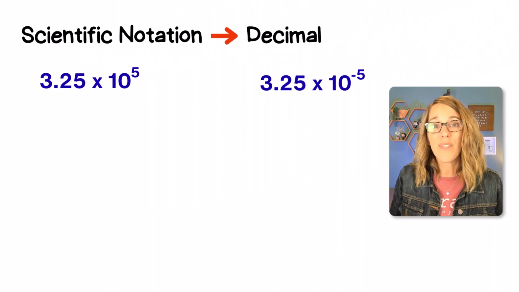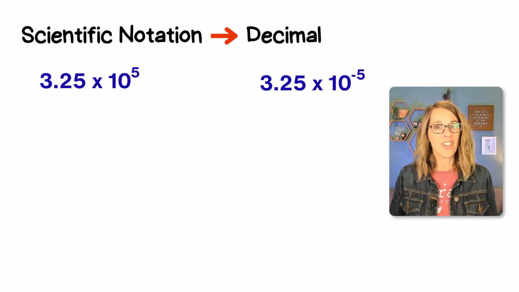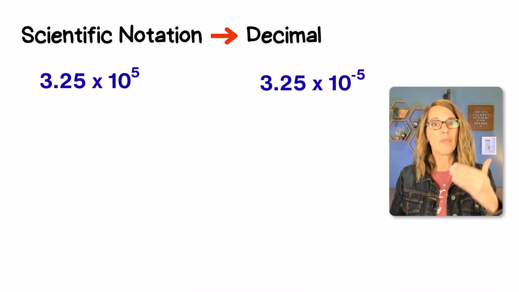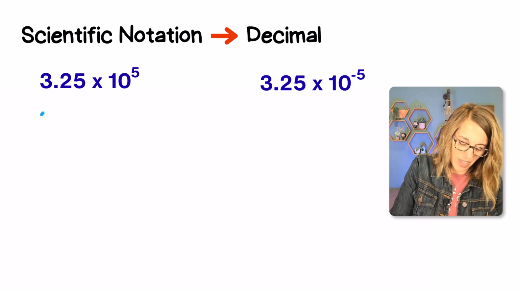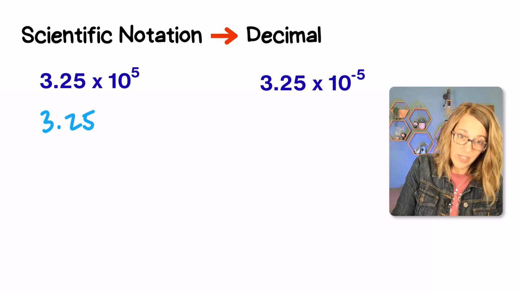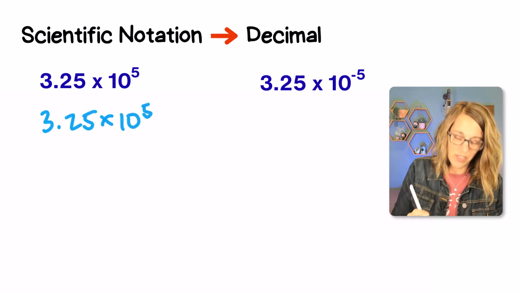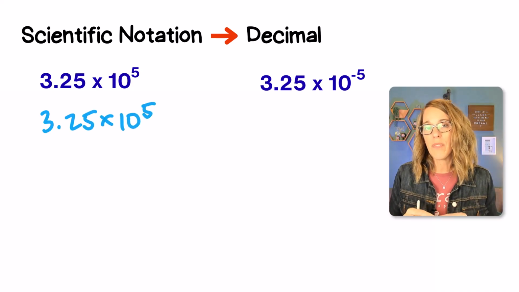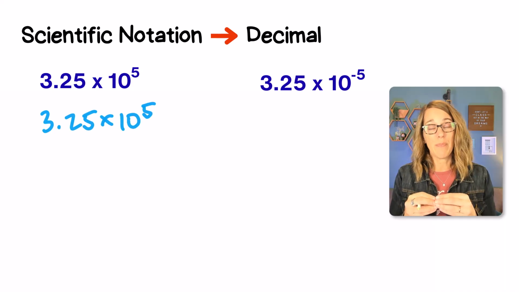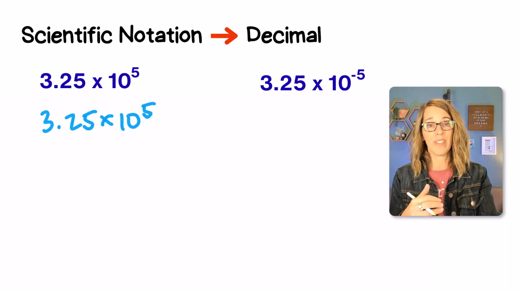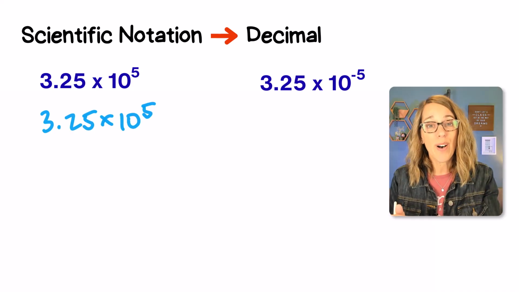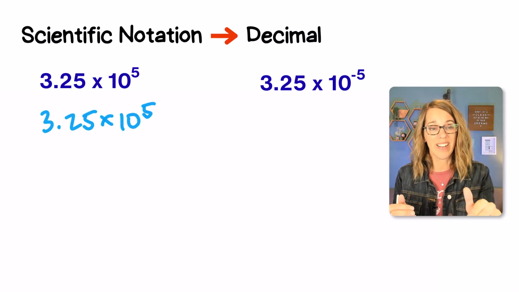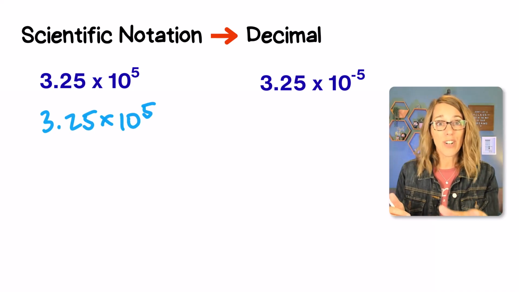Next, let's work on converting between scientific notation and the decimal form, the regular form that we're used to. So I've got two really similar examples here. That first one is 3.25 times 10 to the 5th. 10 to the 5th, whenever you've got a positive exponent, it means that you've got a very, very large number. Whenever you've got a negative exponent, it means you've got a very, very small number, a number less than 1. Let's start with this very, very large number.